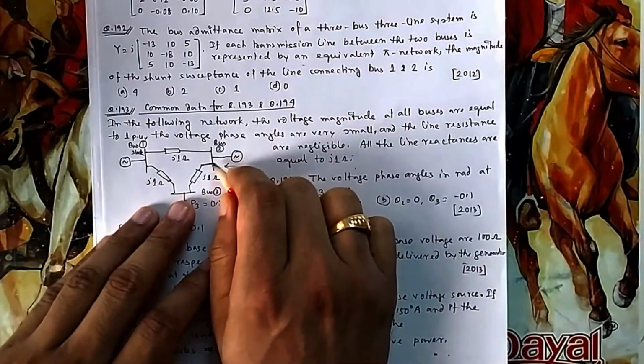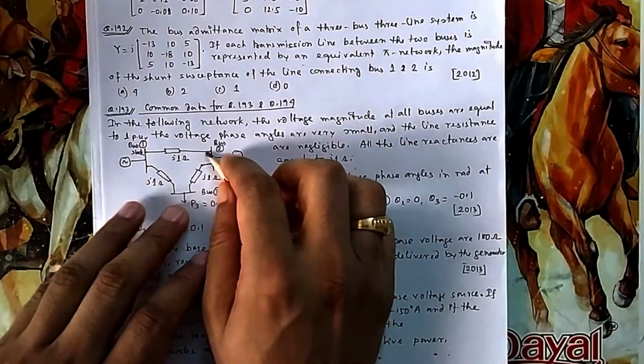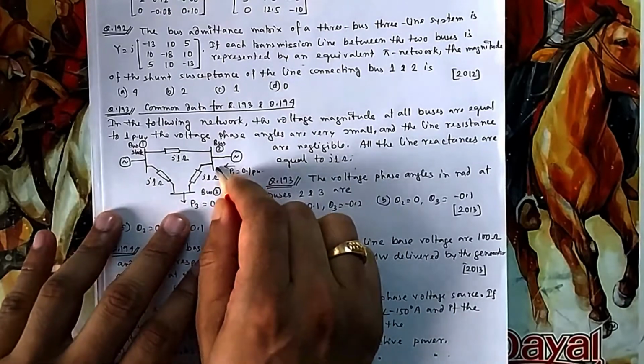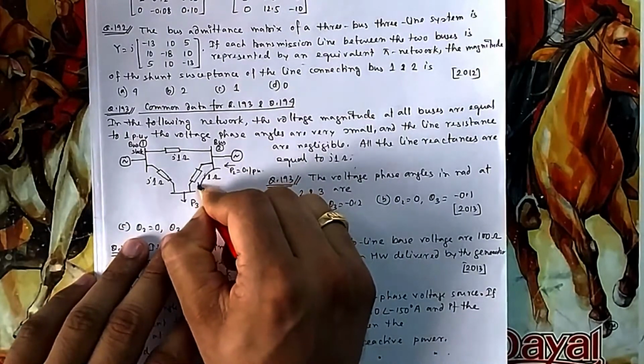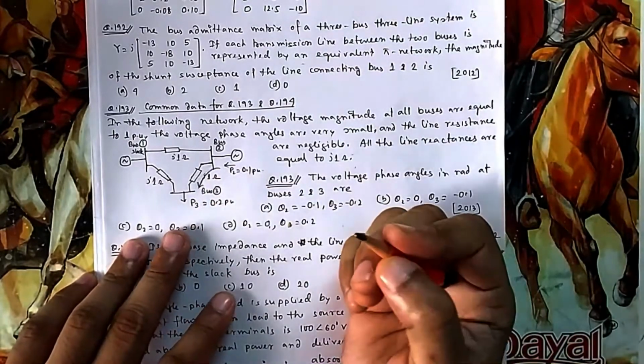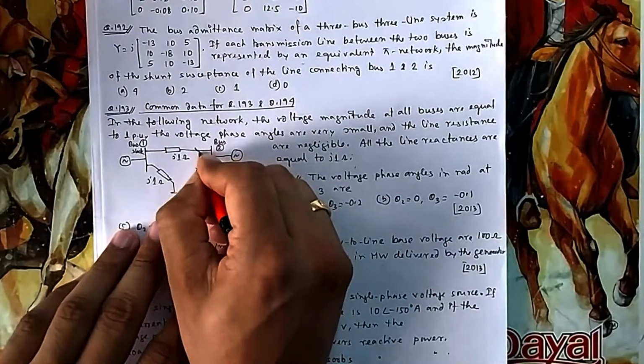So if you see here, what is the total impedance here? j1. If you see here, this is 2j. So obviously the power will flow through the smallest impedance path. So this power, so 0.1 will come from this side. It is clear. So no current will flow through this side.